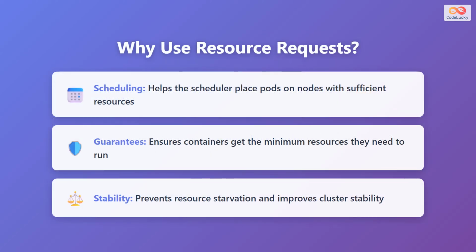There are 3 key reasons to use resource requests. First, scheduling. Resource requests help the Kubernetes scheduler place pods on nodes that have sufficient available resources. Second, guarantees. They ensure that containers get the minimum resources they need to run without interruption. Third, stability. Resource requests prevent resource starvation and significantly improve overall cluster stability by avoiding situations where containers compete for resources.